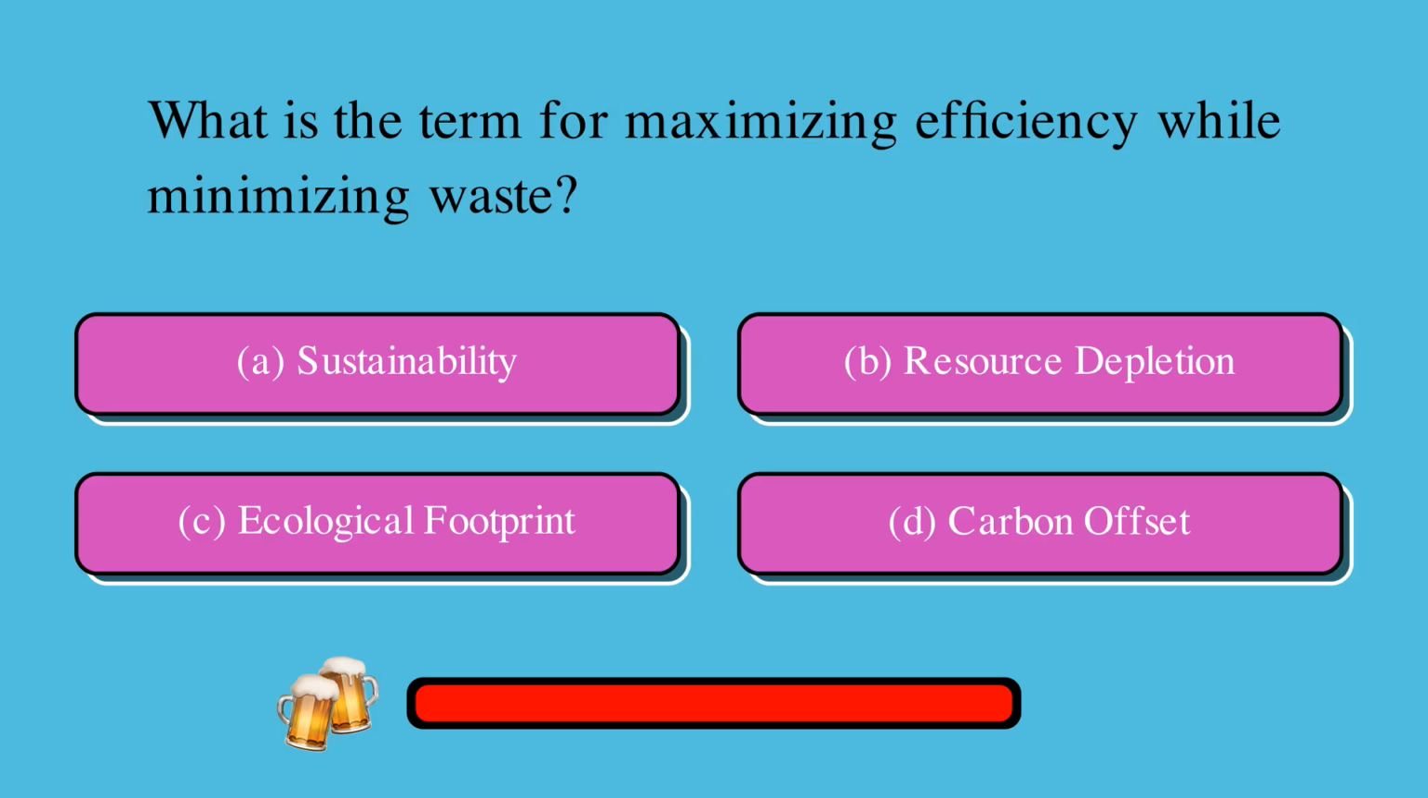What is the term for maximizing efficiency while minimizing waste? Is it A, sustainability, B, resource depletion, C, ecological footprint, or D, carbon offset? The correct answer is A, sustainability.